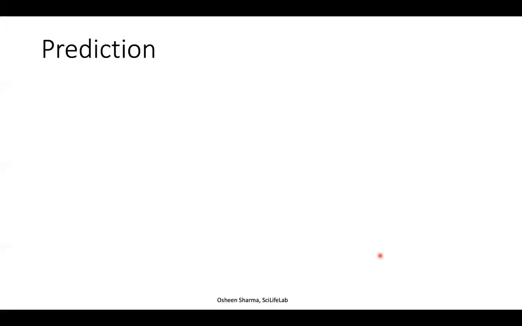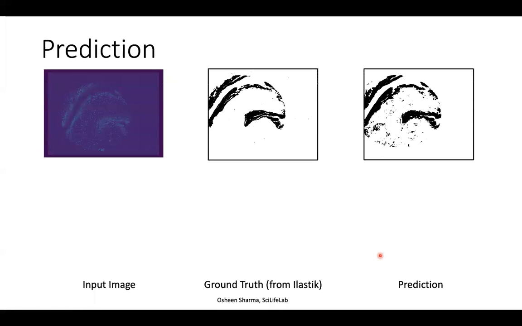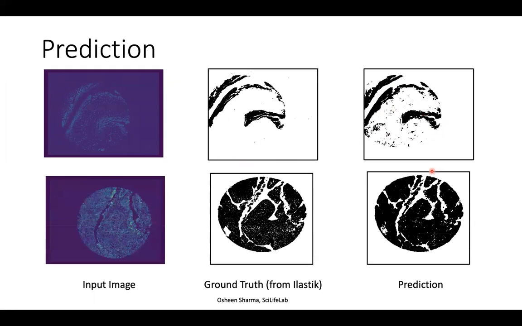Here are some prediction results from the residual unit. The first image was the input image to the neural network models, and their corresponding ground truths, which were generated from Ilastik. And this is the prediction from the residual unit model. Here is the second example. And as we see from these predictions, they are pretty much closer to the ground truth.